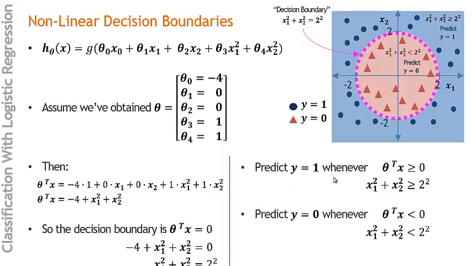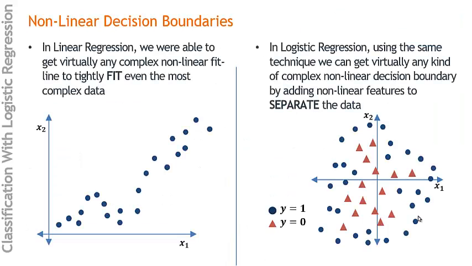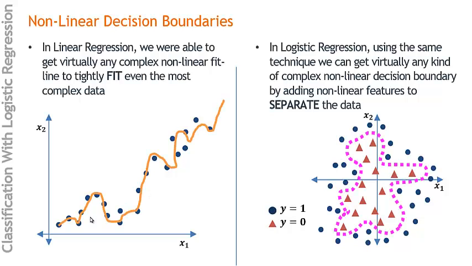In summary, we predict y equals 1 when the value is bigger than 0. Predict y equals 0 when the value is less than 0. Okay, so very clear, complete picture. Once again, emphasizing the relationship between linear regression and logistic regression. The nonlinearities in linear regression were able to make you develop a fitting function that has a more complicated shape. The nonlinearities in logistic regression enable you to form a more complicated decision boundary.